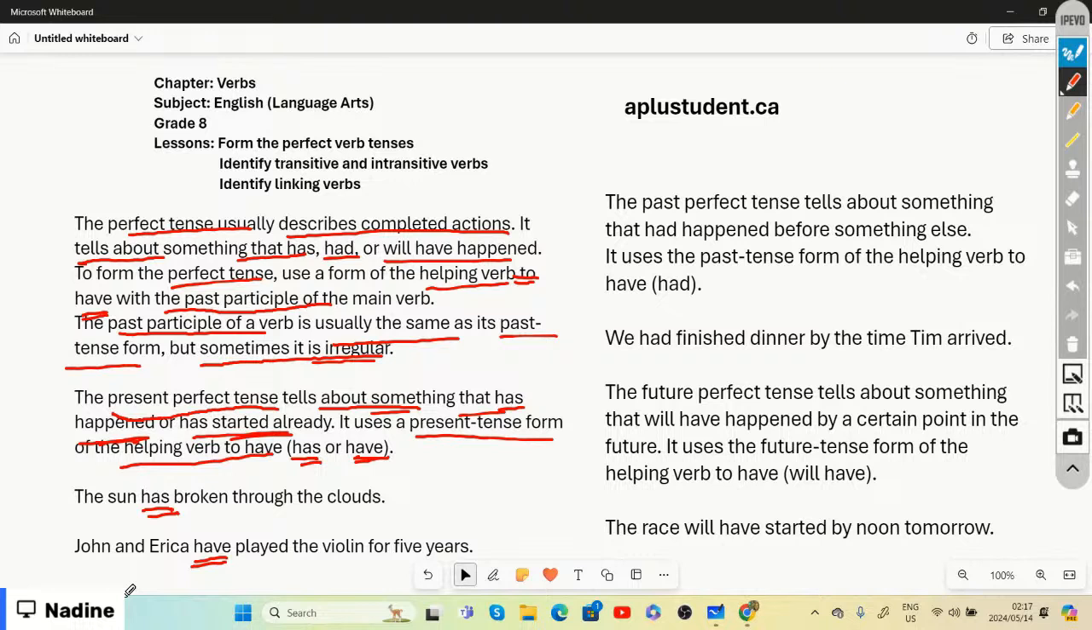And if we look at an example, it says, the race will have started by noon. So the race will have started by noon tomorrow, right? So it tells us that something will have happened by a certain point in the future, tomorrow.